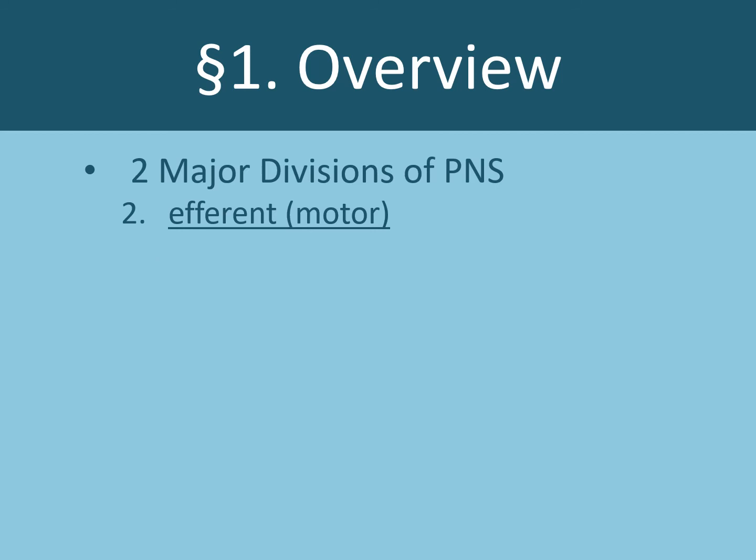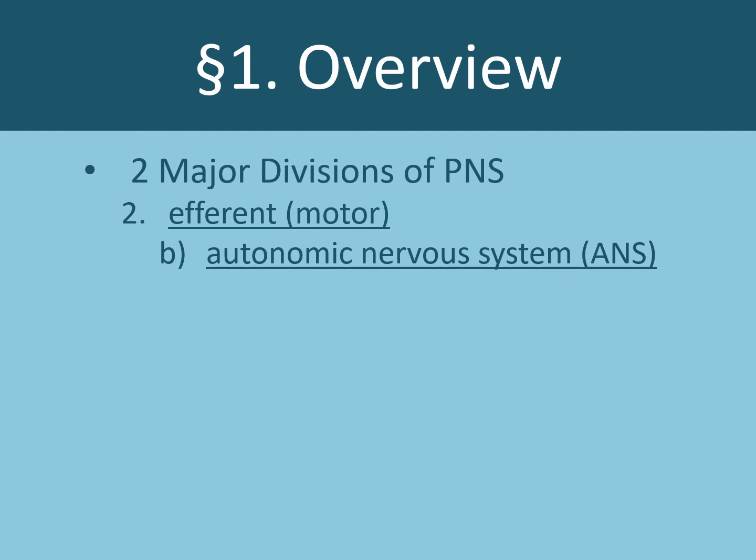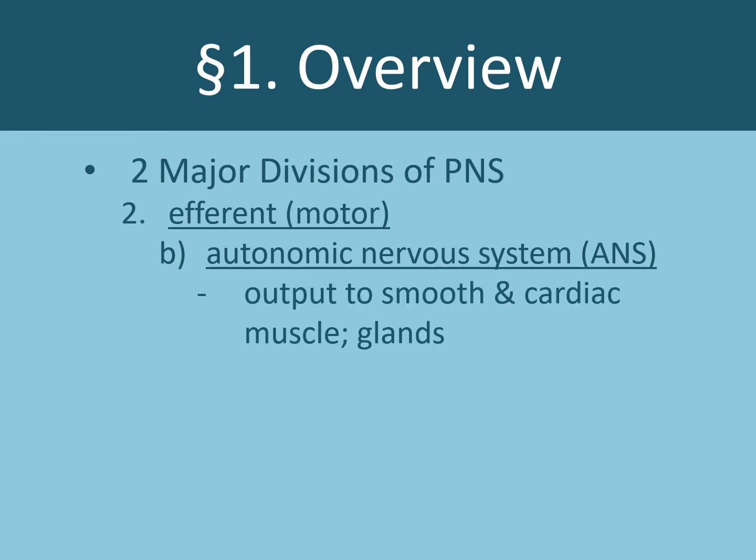The second major division of the efferent or motor division is the autonomic nervous system, or ANS. Unlike the somatic nervous system, the ANS is not voluntarily or consciously controlled. And this includes output to our smooth and cardiac muscles. It also includes output or control over our glands. Again, the ANS is involuntary.